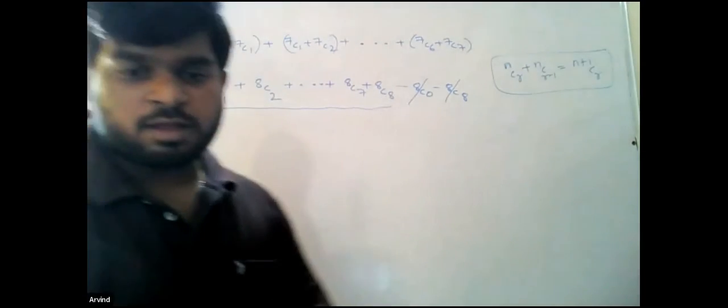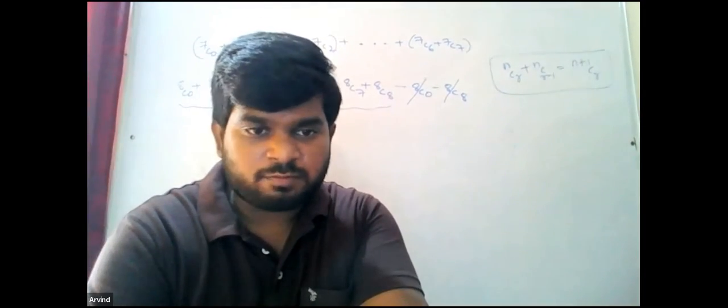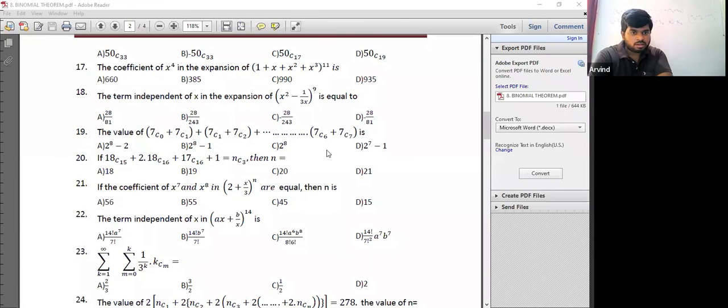Okay. So let's do one last problem, then we'll just find it out. I'll do the 20th one: 18C15 plus 2 times 18C16 plus 17C16 plus 1 equals NC3.